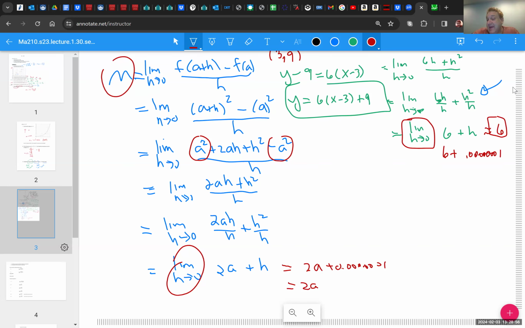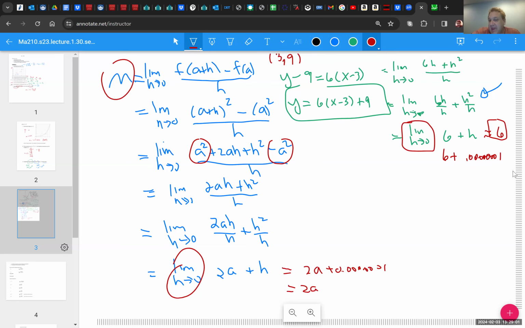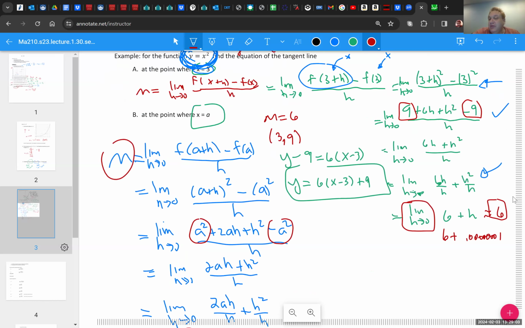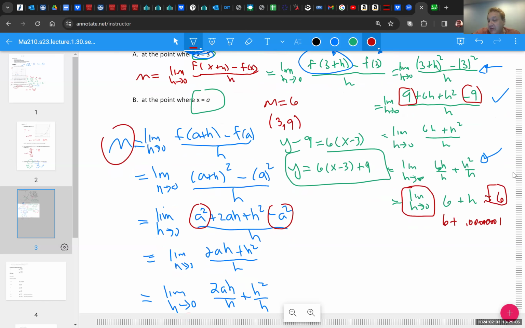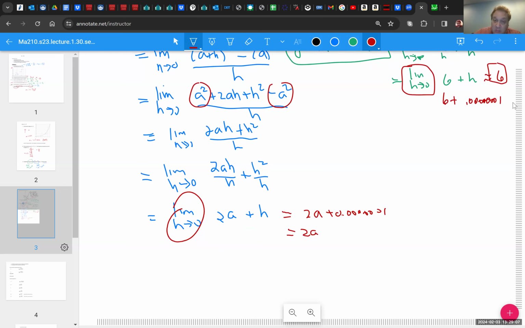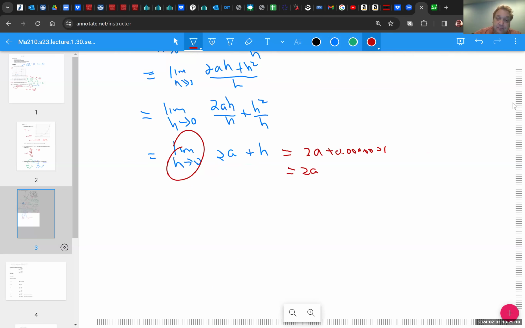Now, it doesn't have an actual number, but remember, we didn't do it at x equals 3. We did it at x equals a. So I didn't give you a number for x. So you shouldn't really expect a number at the end. You should expect something in terms of a, which is what I gave you. So our slope is equal to 2a.